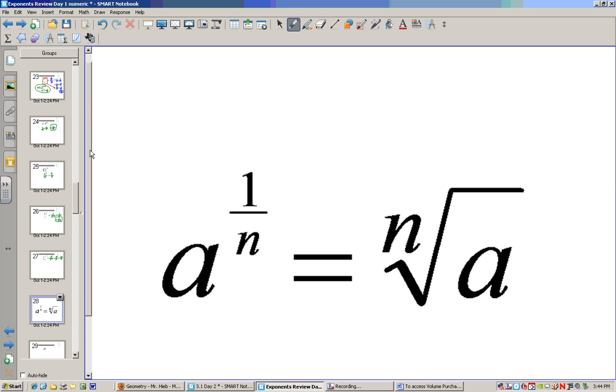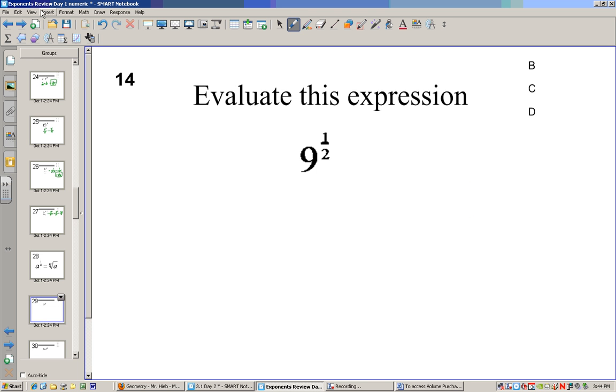Now, fractional exponents are talking about roots. So a to the 1 over n is the nth root of a. So if we evaluate this expression, really we're looking for the square root of 9, which is 3.